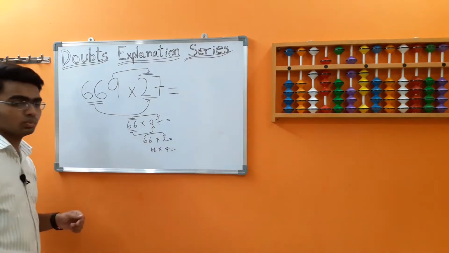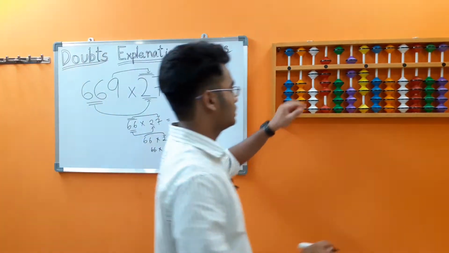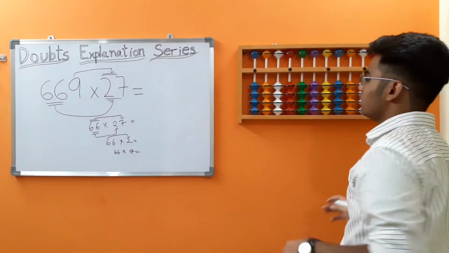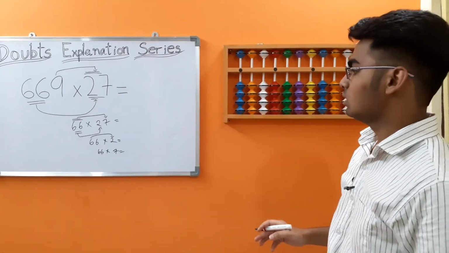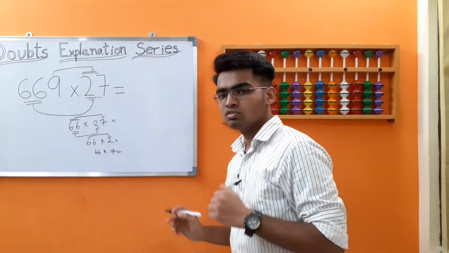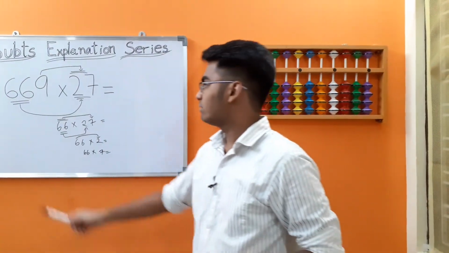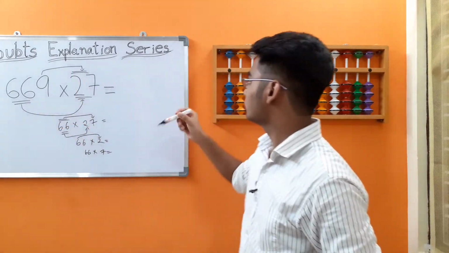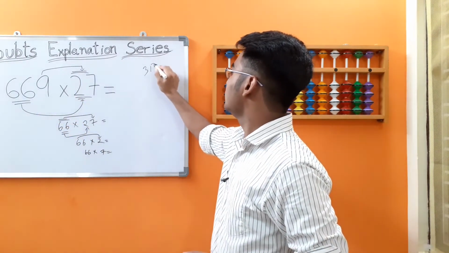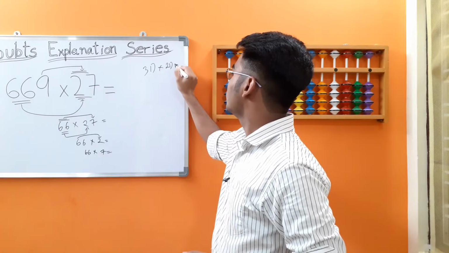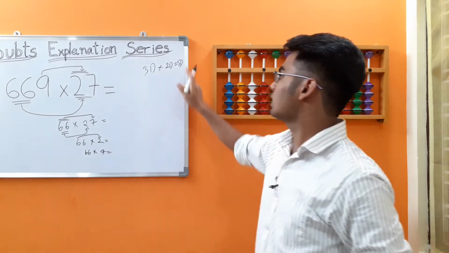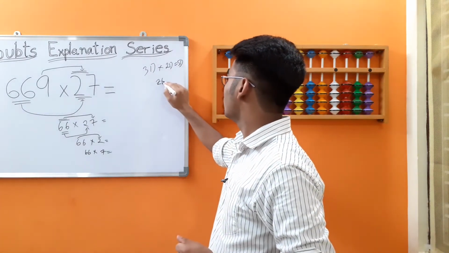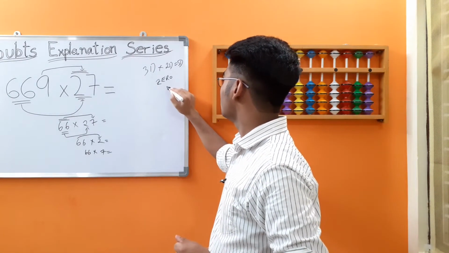6 into 2 is 12. Here the important part is to place numbers on appropriate rods and also keep in mind the zero rule. 6 into 2 is 12, but where should we place 12? First of all, you have to check what numbers we are multiplying. We are multiplying a 3D with a 2D. A 3D with a 2D would be a 5D. This will have some exceptions with respect to zero rule.